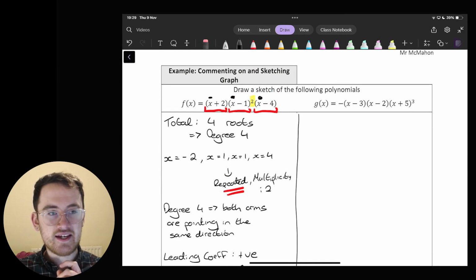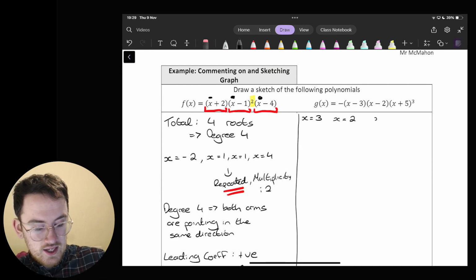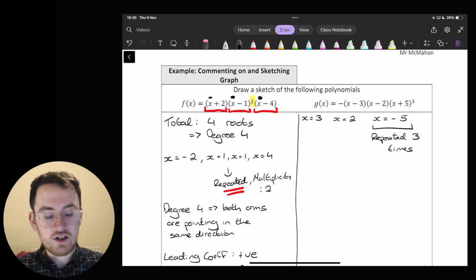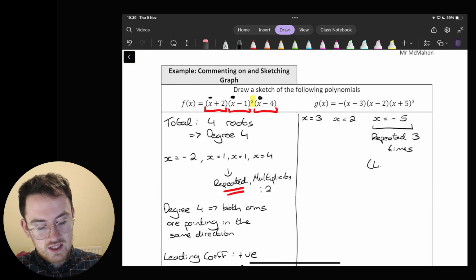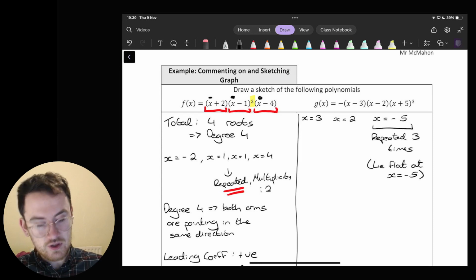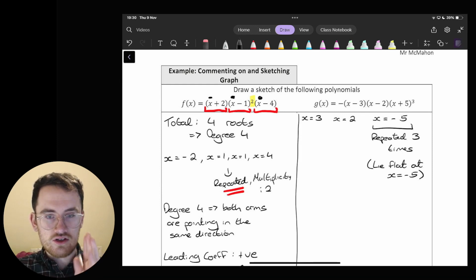So let's look at the next example. First of all, we're looking at the factors that I have in front of me. If I rewrite those factors as roots, I get x equals 3, x equals 2, and x equals -5. But this x equals -5 is repeated 3 times. So it has a multiplicity of 3. Immediately I know that's going to lie flat at x equals -5. Because it has an odd multiplicity, the graph's just going to sit there and then continue on its way. The other two roots, distinct roots, it's just going to cut through at those points.